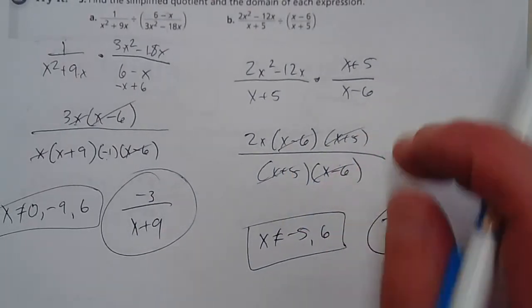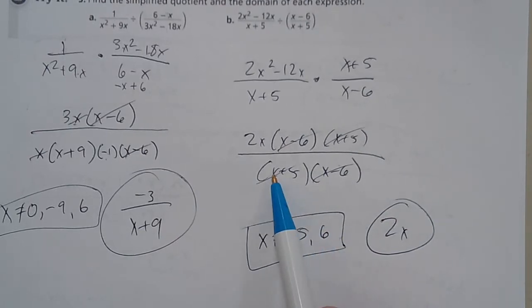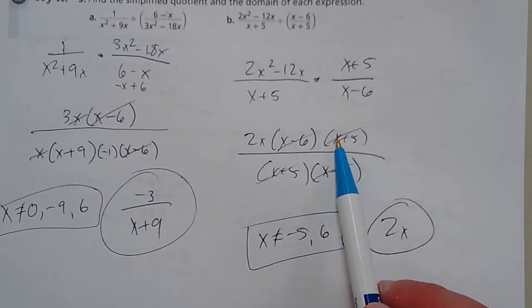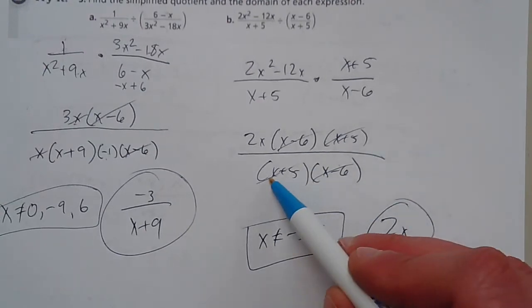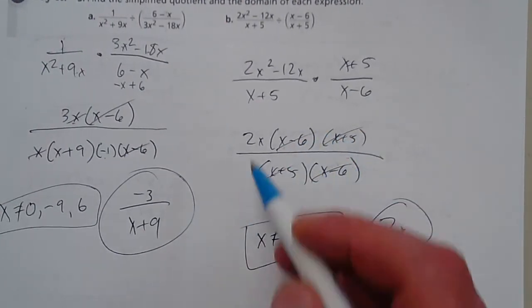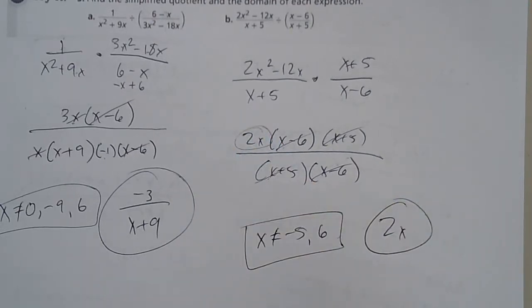So I took a second and wrote down my restrictions. Negative 5, 6, negative 5, all restricted values. And then awesome canceling here, the x plus 5s and the x minus 6s, leaving you with just the 2x. So 2x ends up being your solution, and that's it.